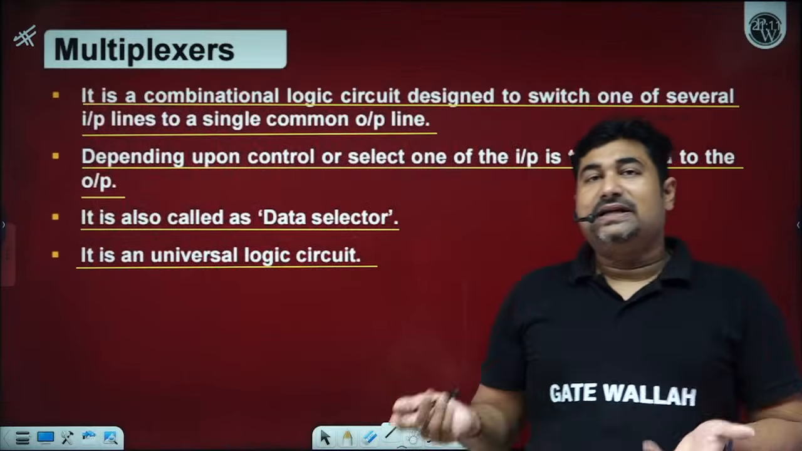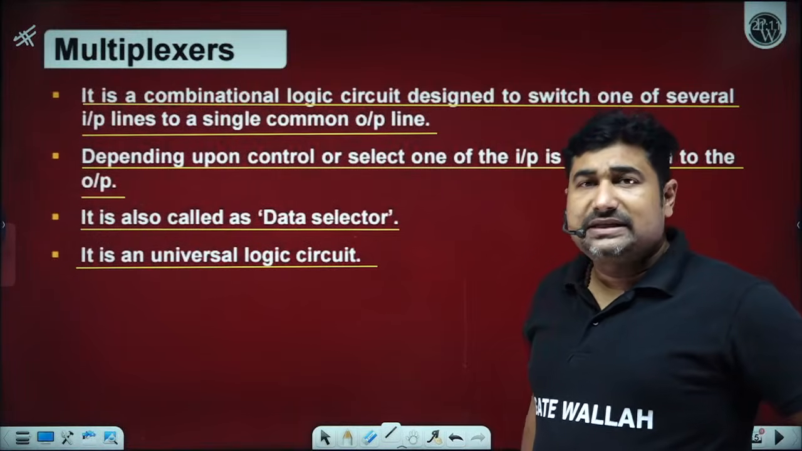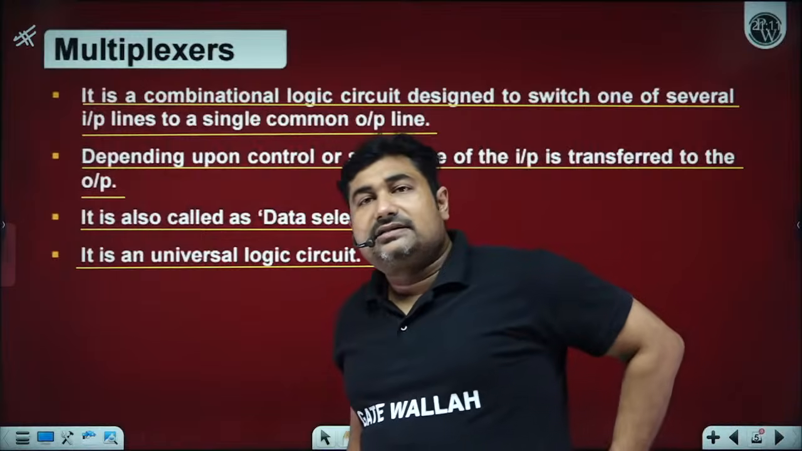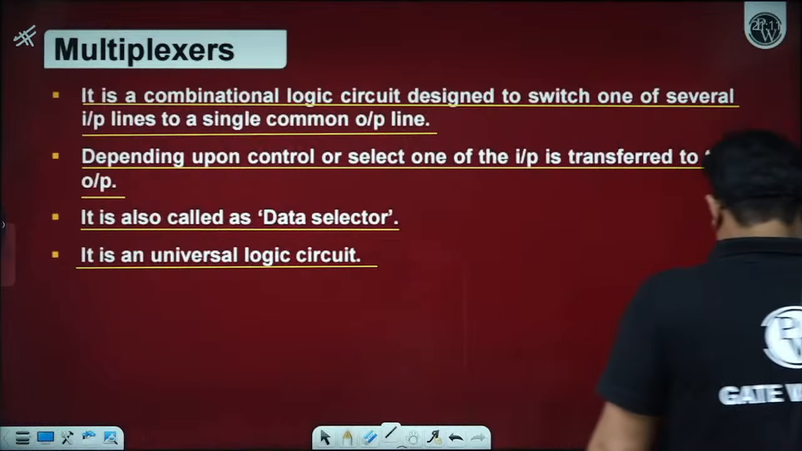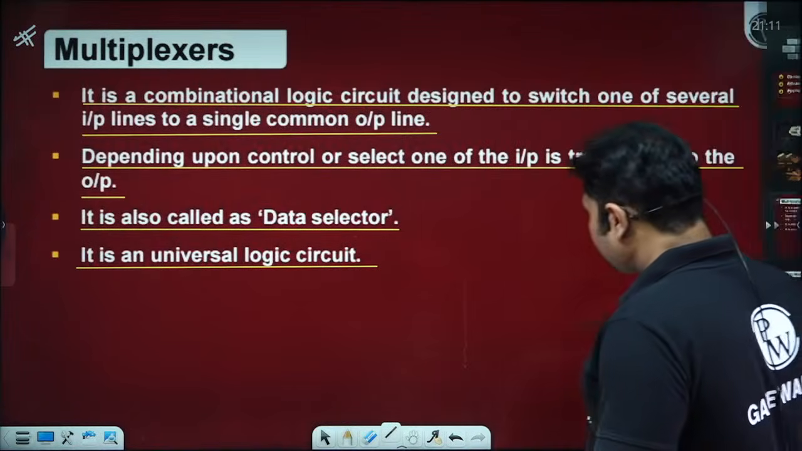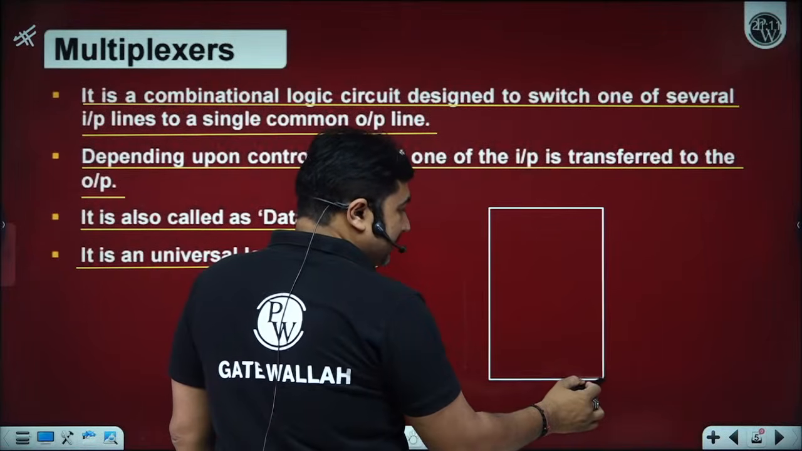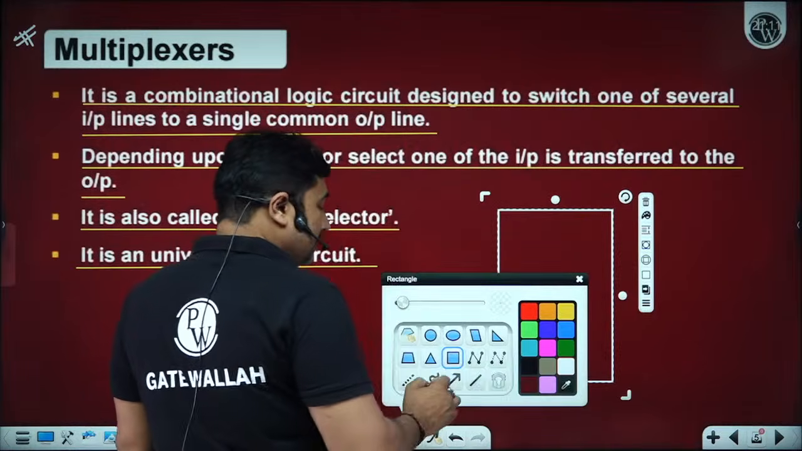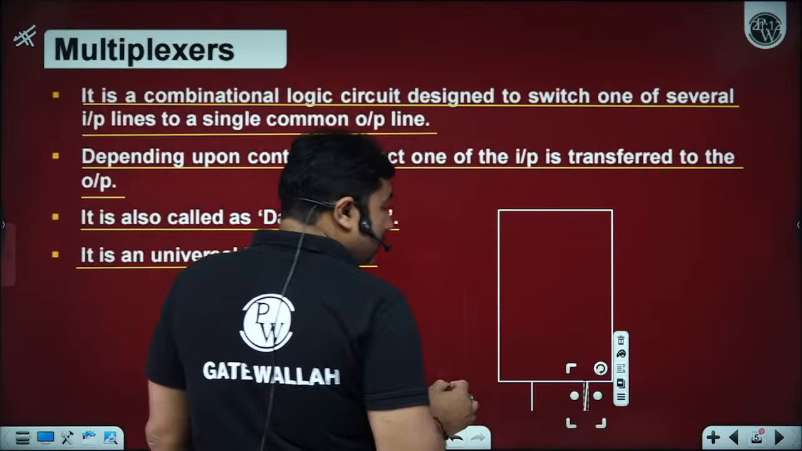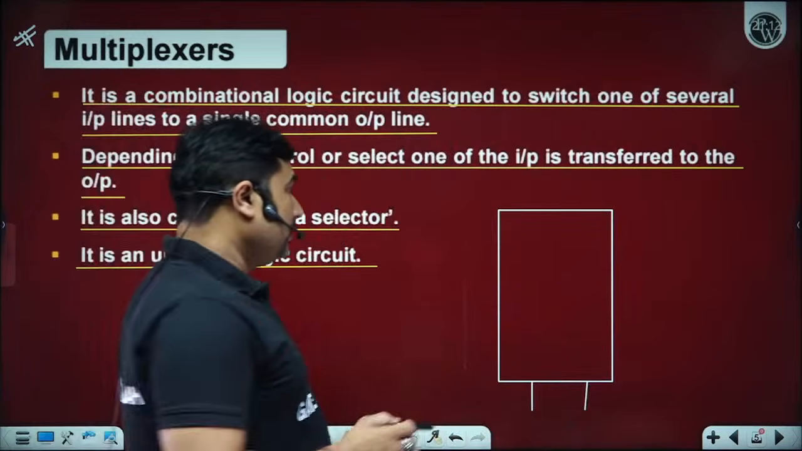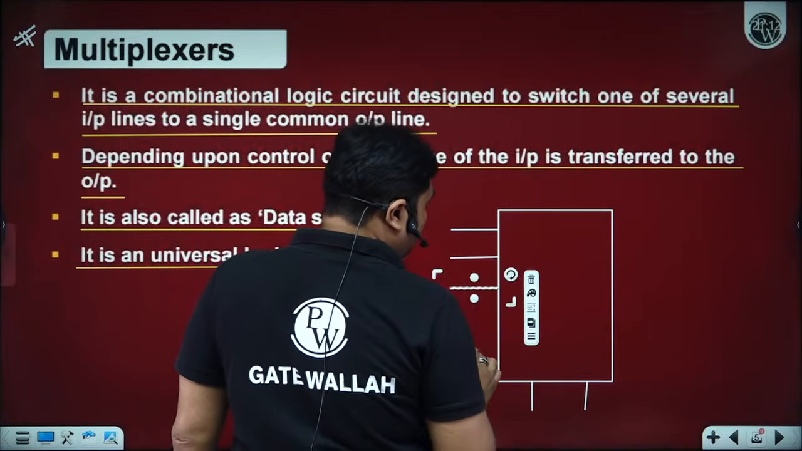And multiplexer is a universal logic circuit. Any circuit which can implement all the basic gate functions can act as a universal logic circuit. So multiplexer is also a universal logic circuit. Let's try to understand the multiplexer. Suppose we have a basic representation of the multiplexer, please observe. Suppose we have this symbolic representation, so it has two select inputs. Based upon the select, one of the inputs is transferred to the output.